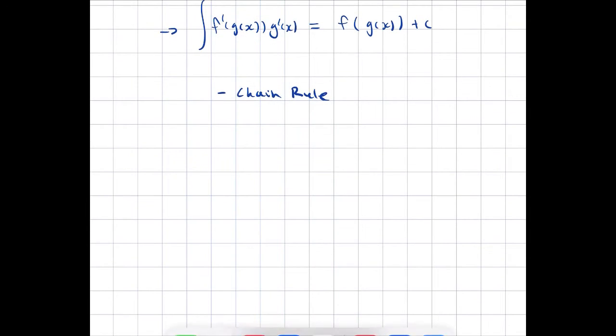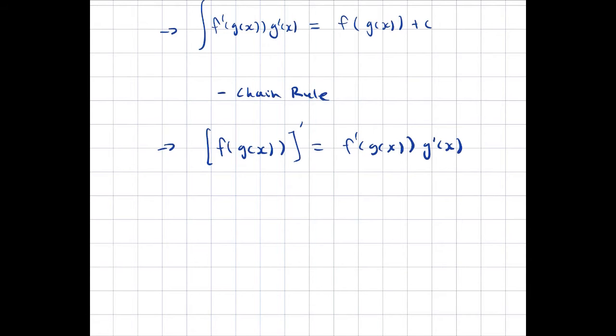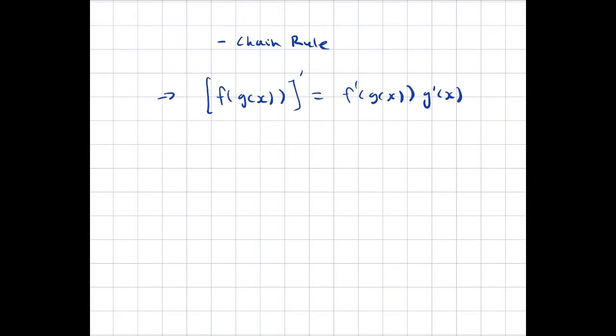But what does the chain rule say? The chain rule says that if I have a composition of functions, f of g of x, and I take the derivative of this, it's equal to f prime of g of x times g prime of x. And this is something that we learn in high school.